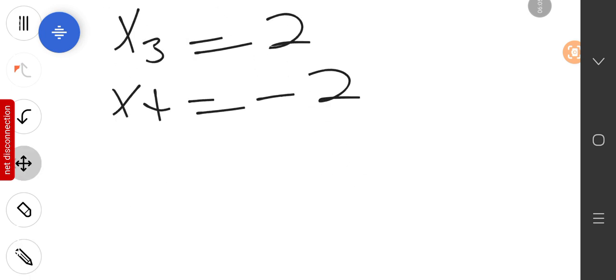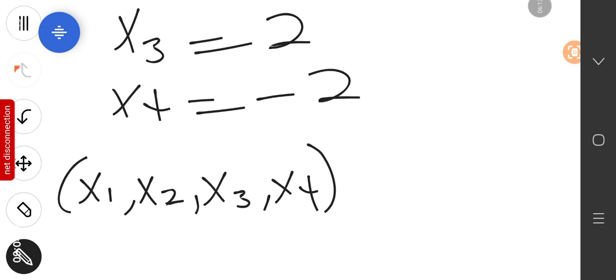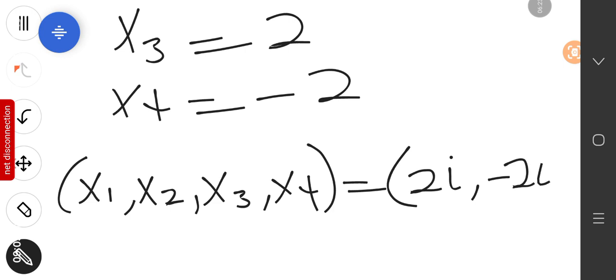Therefore, x1, x2, x3, x4 equals 2i, comma, minus 2i, comma, 2, comma, minus 2.